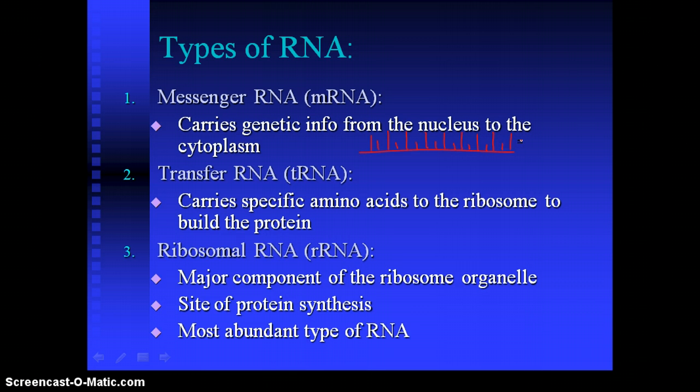Transfer RNA will carry specific amino acids to the ribosome to build the protein. So transfer RNA kind of looks like a T, and it will carry an amino acid. And on the other end here we have 3 letters, 3 bases, and they're called anticodons.